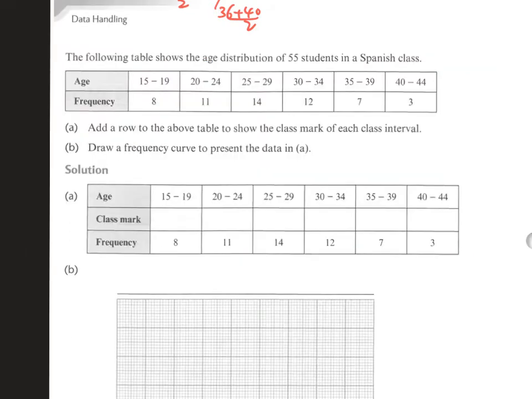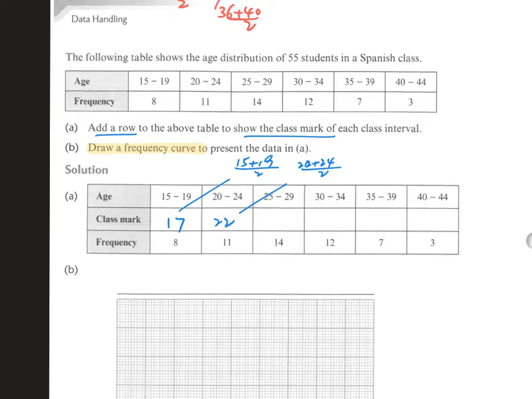Next, we will see how we can draw a frequency curve in the following example. Let's read the question together. First of all, you are asked to add a row in the above table to show the class mark of each class interval. Hopefully it won't be a very difficult task because you know how to do it: the class mark is the middle number between 15 and 19. So we take an average of them, which gives you 17. Similarly, the second box will be 20 plus 24 over 2, which gives you 22.